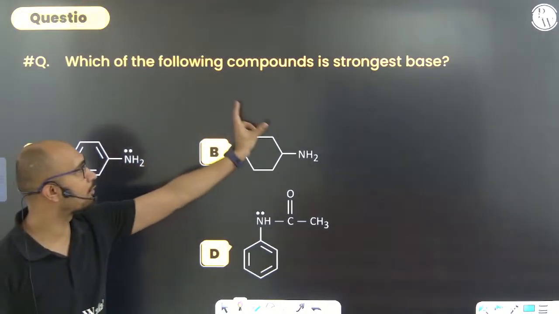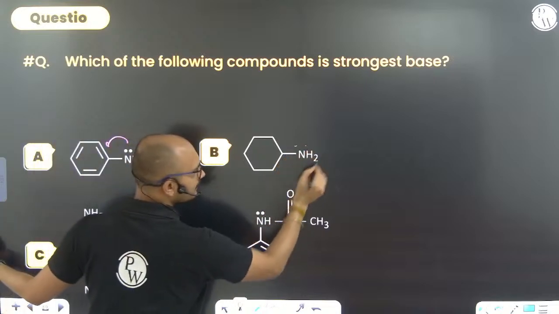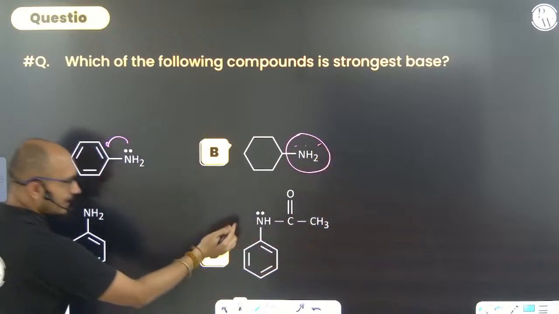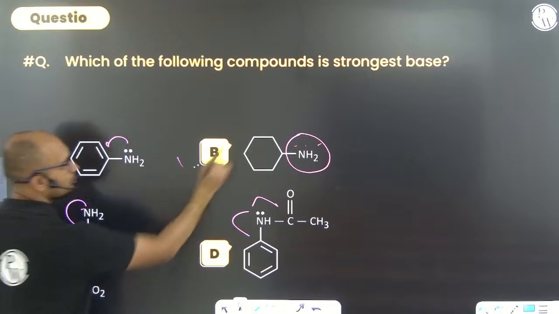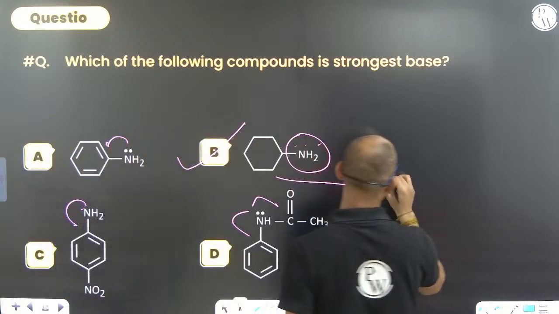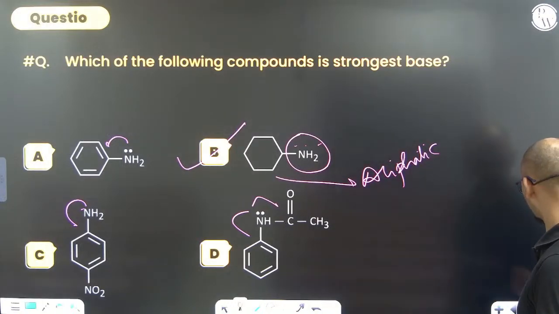Which of the following compound is strongest base? Can you see here there is delocalization? No. यहाँ पे there is aliphatic, it is aliphatic. यहाँ की बात करो delocalization, no. यहाँ पे भी there is delocalization. Option B, because it is aliphatic. Now let's go to the next part.